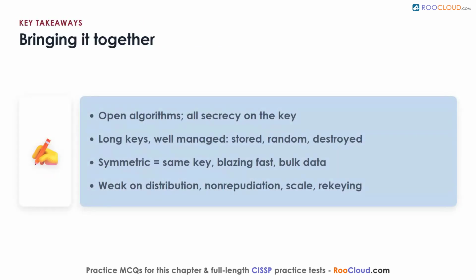So let's bring it together. Modern cryptography trusts open, public algorithms, and pins all the secrecy on the key. Key length is now the deciding factor. So you use long keys and manage them with care, storing, randomizing, and destroying them properly. Symmetric encryption shares one key to both lock and unlock, which makes it blazing fast and ideal for bulk data. Its weaknesses are hard key distribution, no non-repudiation, poor scaling, and frequent rekeying. Keep these trade-offs in mind as we meet asymmetric systems next.